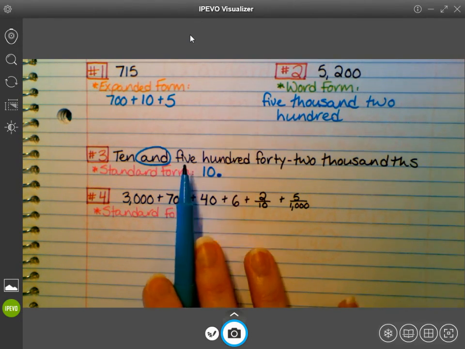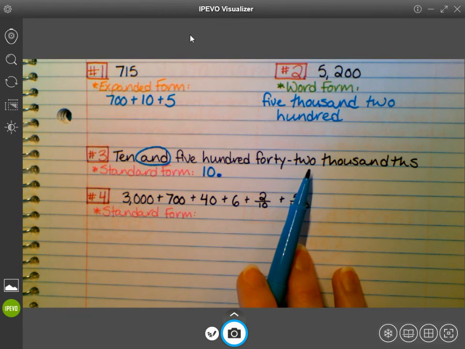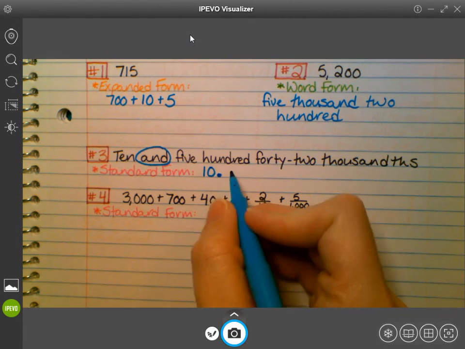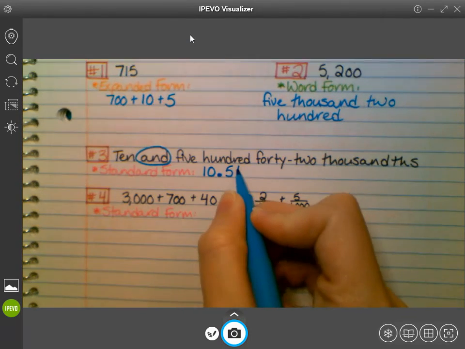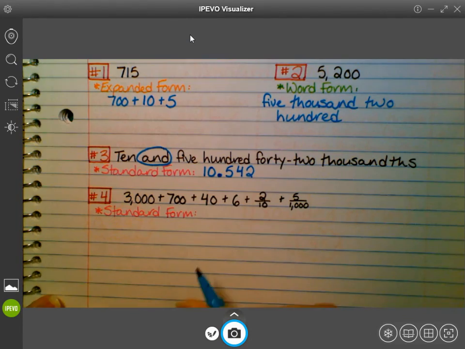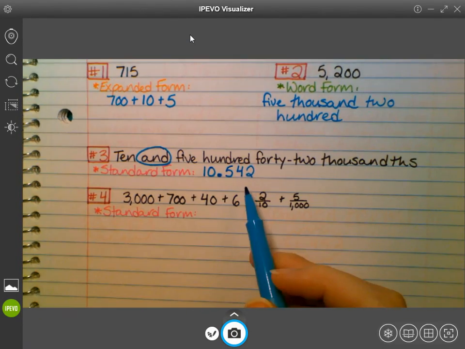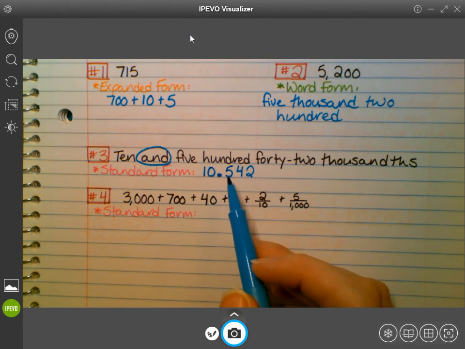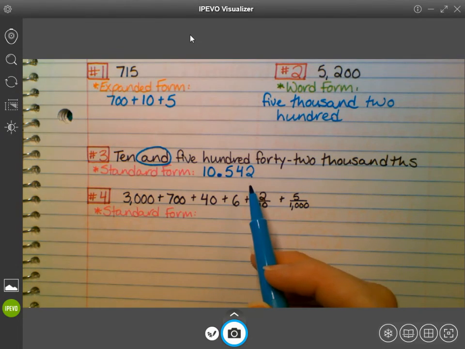Well, if I read the number 542, there are already 3 digits in that number, right? A 5, a 4, and a 2. So I know I can just plug those in, 542, and then I'm double checking. Did I end in the thousandths place, 5th grade? Yes, because we have the tenths, the hundredths, and the thousandths.